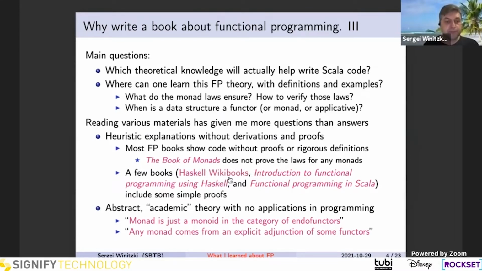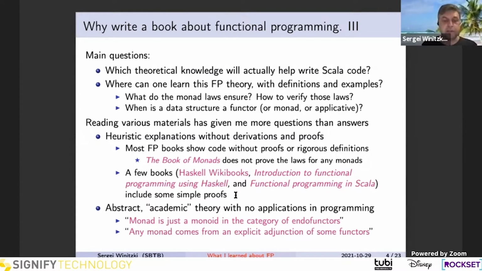And a few books, like, for example, the Haskell wiki books, or these books, the Introduction to Programming with Haskell and Functional Programming in Scala, they show some proofs, but only simple ones. And that actually creates a false impression that all proofs are simple. And to me, this is a red flag.